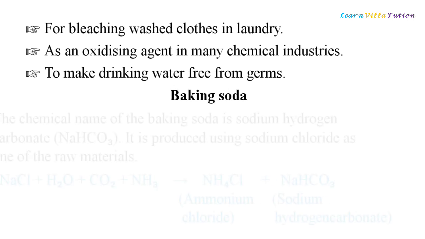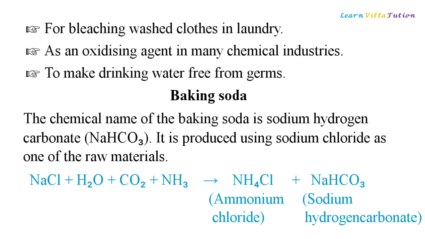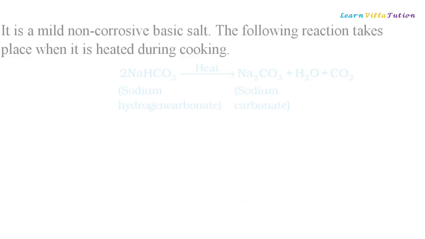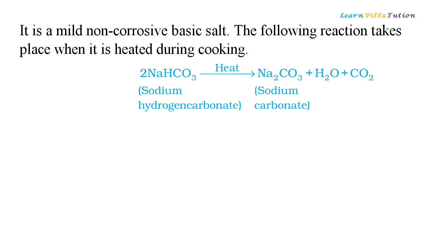Baking soda. The chemical name of baking soda is sodium hydrogen carbonate, NaHCO3. It is produced using sodium chloride as one of the raw materials. It is a mild, non-corrosive basic salt. The following reaction takes place when it is heated during cooking.